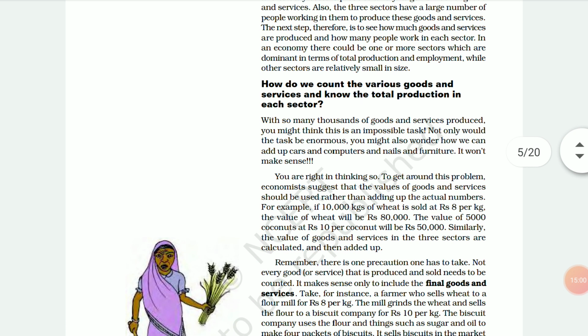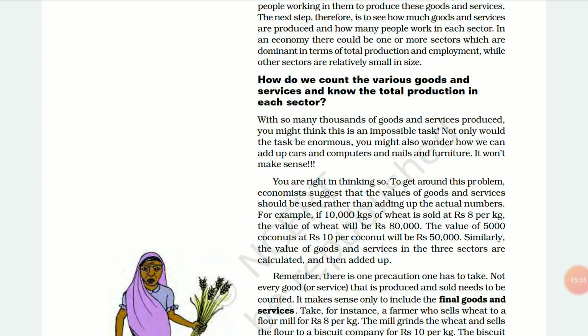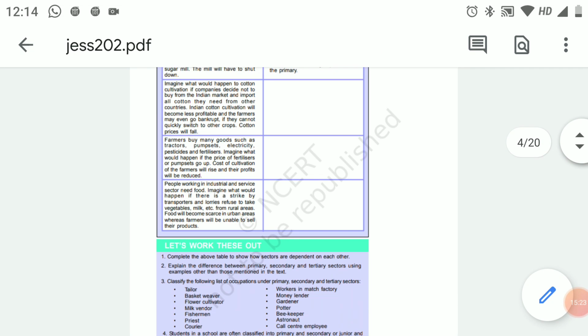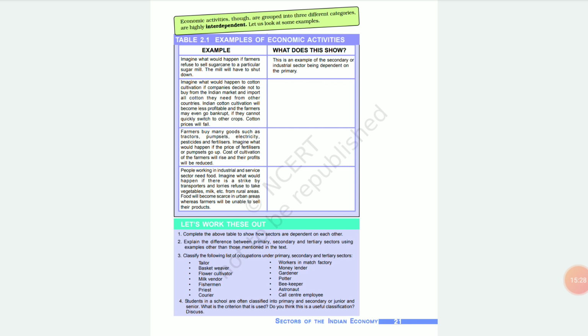Okay, now let us see how do we count the various goods and services and know the total production in each sector? So how do we calculate all this? This is with the final goods and services. जब किसी भी product का final goods का जब price लेते हैं, by that way we come to know कि किस sector का कितना contribution है. So by this time you have to just read this much. In the next video I'll be sending the other things. So what you have to do is you have to do this table 2.1 and let's work this out in your copies. Thank you so much.